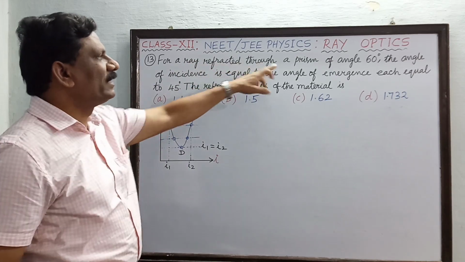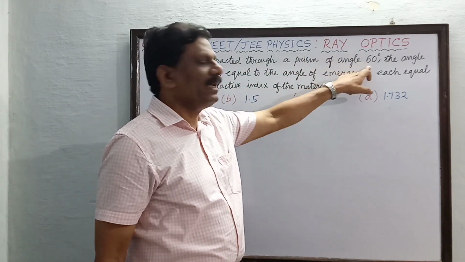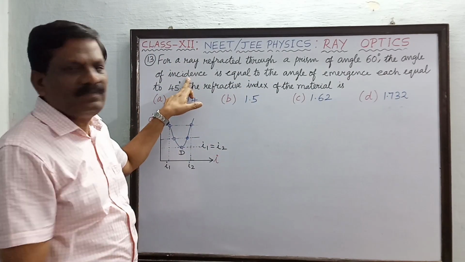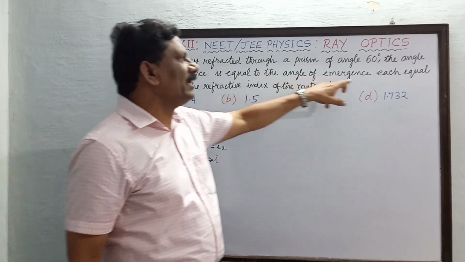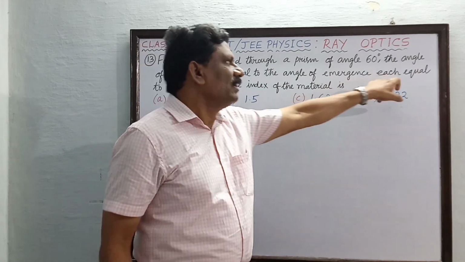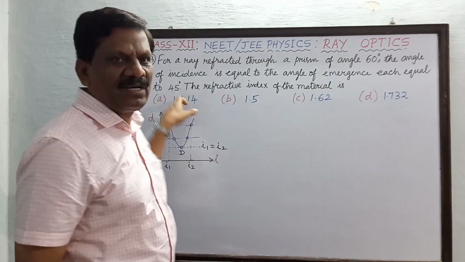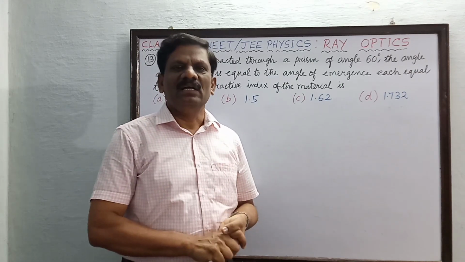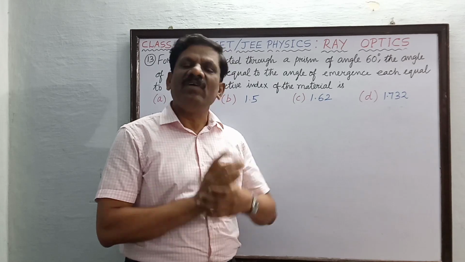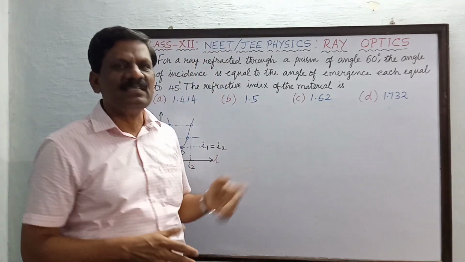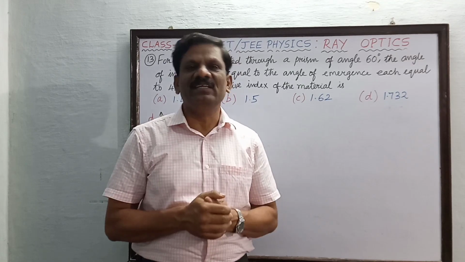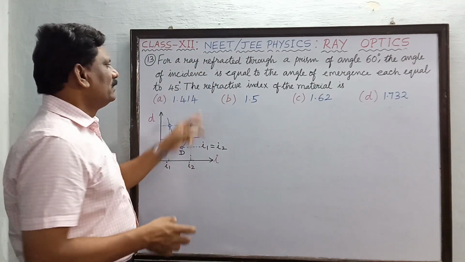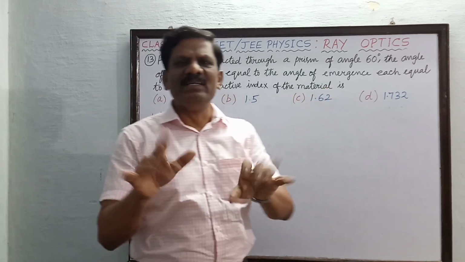For a ray refracted through a prism of angle 60 degrees, the angle of incidence is equal to the angle of emergence, and each is equal to 45 degrees. Very beautiful sentence making is used here. Angle of incidence i1 is 45 degrees and angle of emergence i2 is also 45 degrees. First understand what is given in the sentence. Now the refractive index of the material is to be determined.